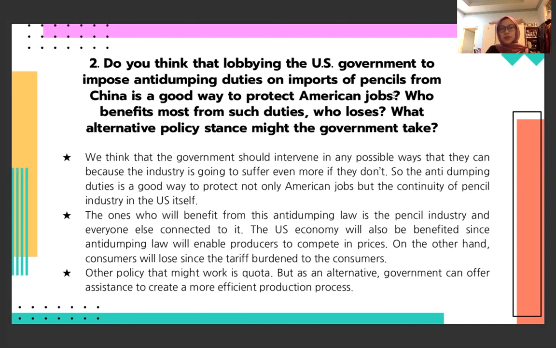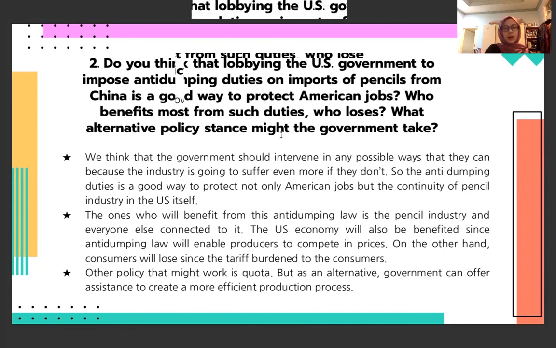So the anti-dumping duties are a good way to protect not only American jobs, but the continuity of the pencil industry in the US itself. The ones who will benefit from this anti-dumping law are, of course, the pencil industry and everyone else connected to it. The US economy will also benefit since the anti-dumping law will enable producers to compete in prices. On the other hand, consumers will lose since the tariff is burdened on the consumers, and therefore, consumers will have to pay higher prices for pencils. Another policy that might work is a quota, but as an alternative, government can offer assistance to create a more efficient production process.